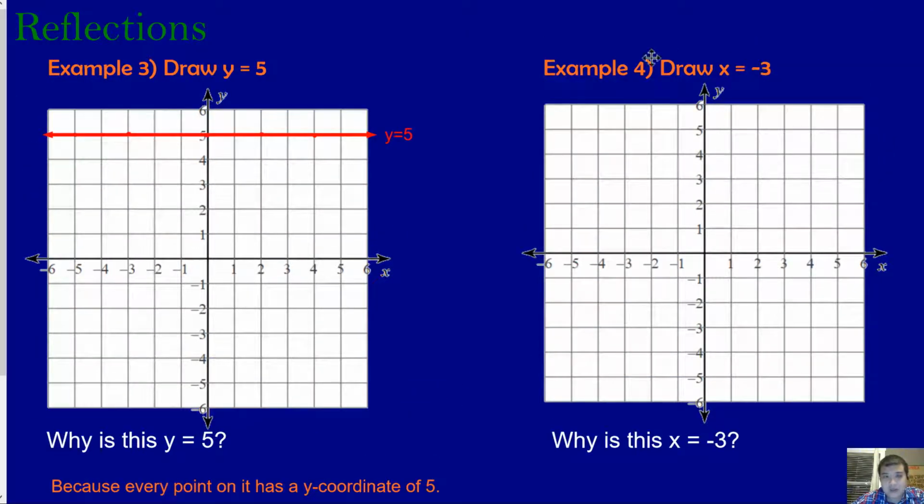Conversely, for x equals -3, we're going to look for points that have an x-coordinate of -3.